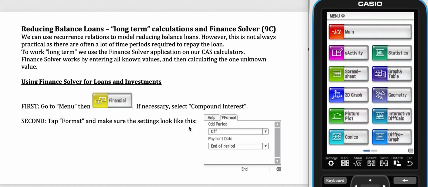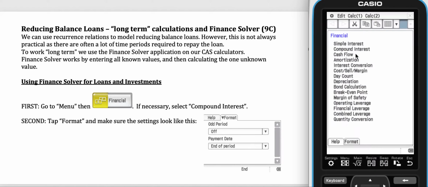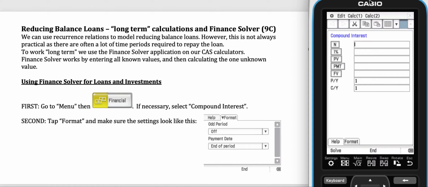So I guess the first thing is to know how to find that program, and I've got the CAS just off to the right here. When you go to the main menu screen of the calculator, you can tap across along the bottom to get to the second page of applications. The Finance Solver one looks like this. It's got the yellow icon. So you click on this, and if you haven't gone into the finance application before, you'll get to this menu, and then you need to click on Compound Interest. And this is the screen that we do our Finance Solver calculations in.